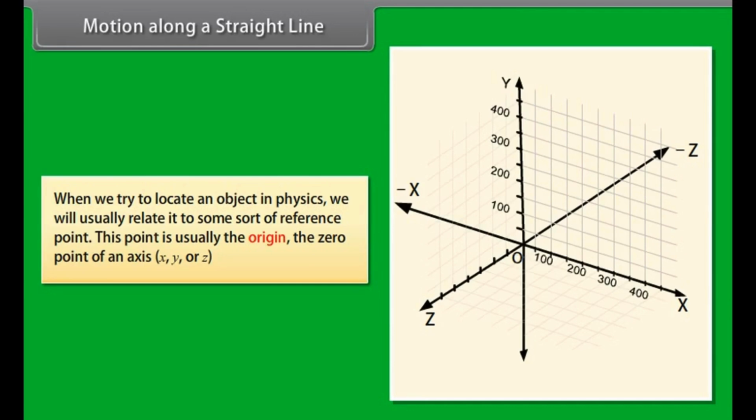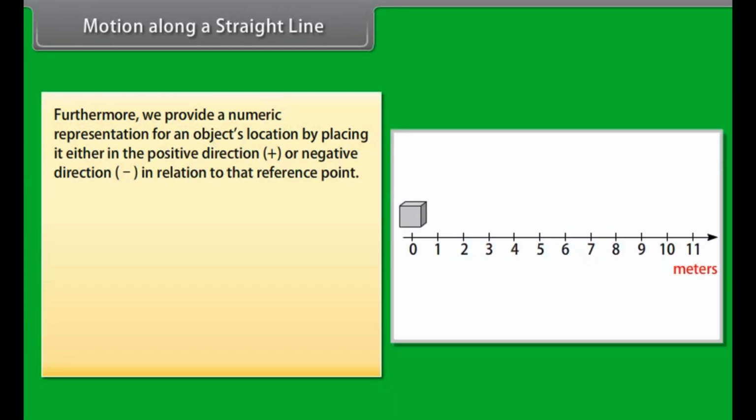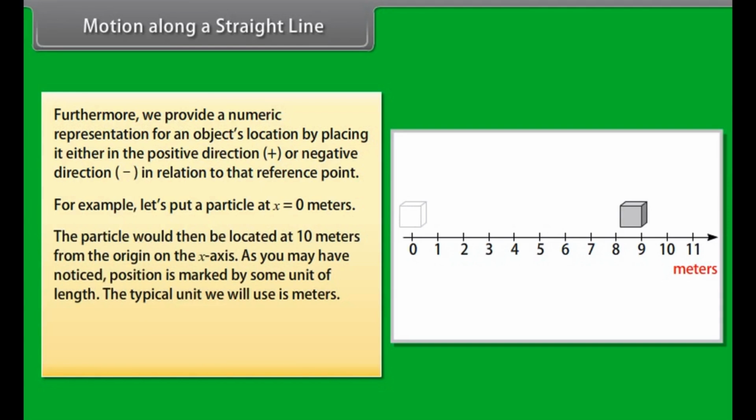When we try to locate an object in physics, we will usually relate it to some sort of reference point. This point is usually the origin, the 0 point of an axis, x, y, or z. Furthermore, we provide a numeric representation for an object's location by placing it either in the positive direction or negative direction in relation to that reference point. For example, let's put a particle at x equal to 0 meters. The particle would then be located at 10 meters from the origin on the x-axis. As you may have noticed, position is marked by some unit of length. The typical unit we will use is meters.